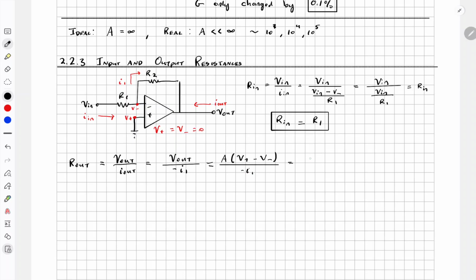So let's do some more circuit solving. What is I1? Well, we don't want to use V in because we have used that already, so let's use a different variable we have not used yet. I will do it this way: I1 is (V minus minus V out) divided by R2. So I1 is this voltage minus this voltage divided by this resistor.